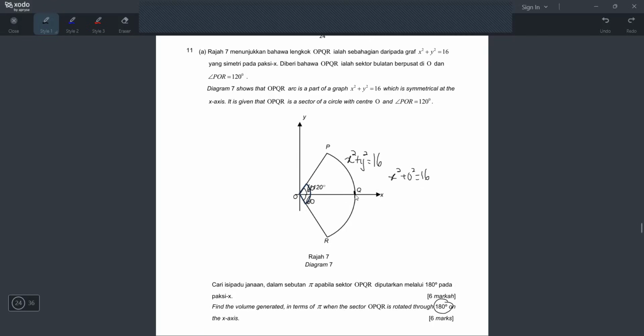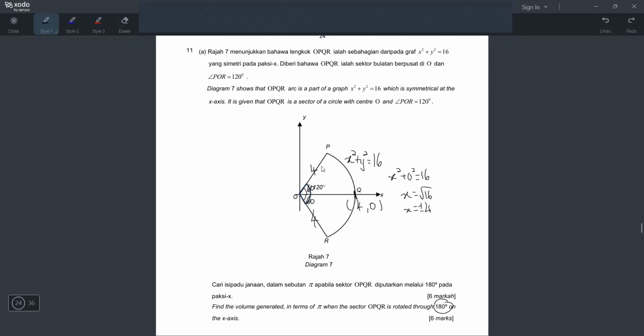Why I substitute y equals 0 is because this is the x-intercept and the y coordinate is 0. So now you get x equals the square root of 16, which is plus minus 4. But obviously this is plus 4, right? Negative 4 is on the other side. So this one is 4. It means the radius of the sector from here to here is 4 units, right? It means what will be the length of O to P? 4 also, O to R, 4 also, because they are all radius, right?